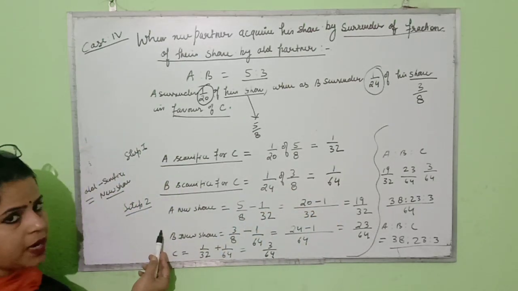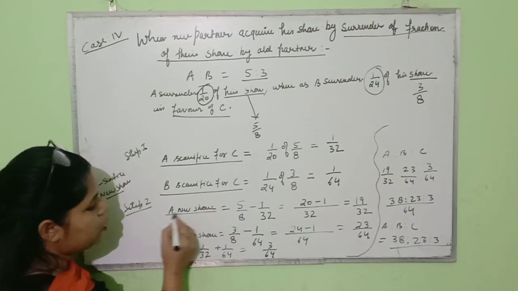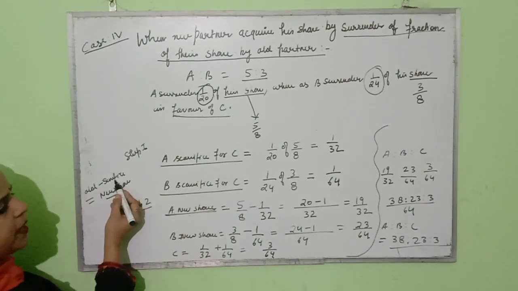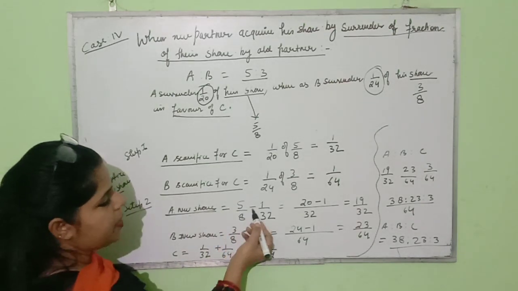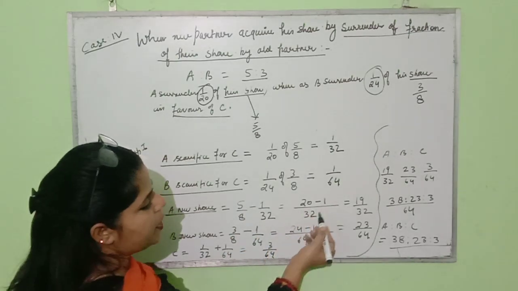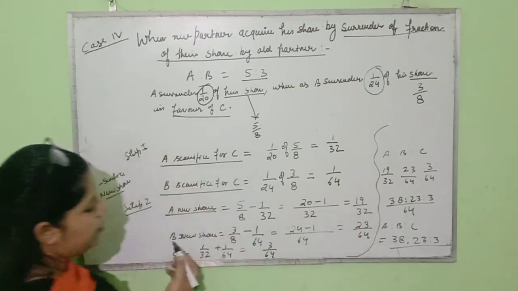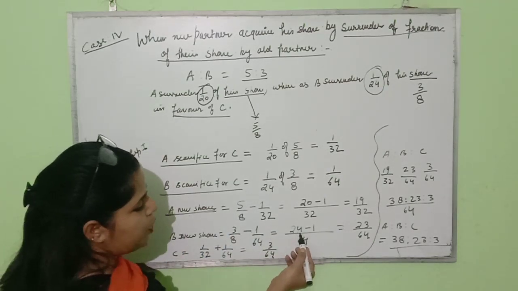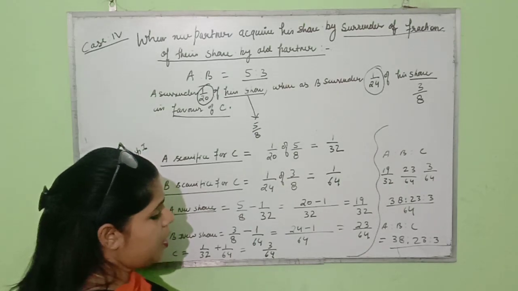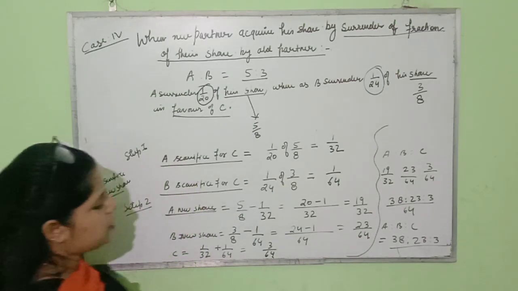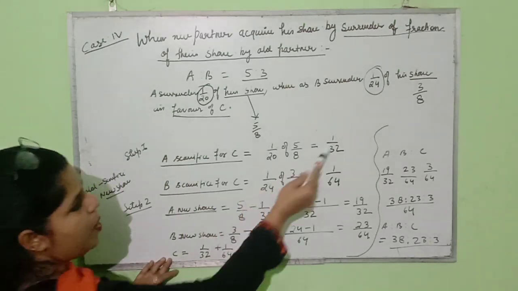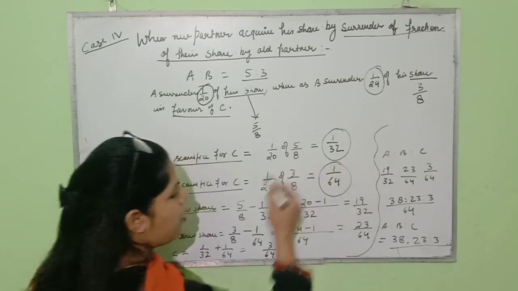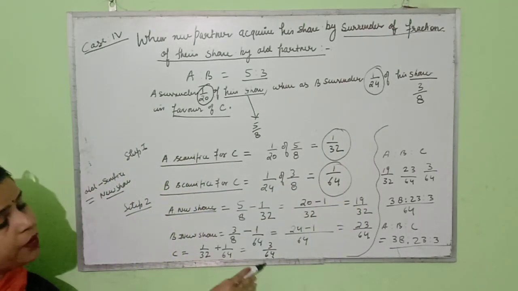Then in the second step I calculated the new share of the partners. So A's new share, क्या किया मैंने? यही फॉर्मूला को मैंने निकाला, ओल्ड में से सैक्रिफाइस माइनस कर दो. So 5/8 minus 1/32 equals 20 minus 1 over 32, that is 19/32. फिर मैंने B का शेयर निकाला, 3/8 minus 1/64 equals 24 minus 1 over 64, it comes 23/64. C का शेयर निकाला, 1/32 C is getting from A and 1/64 getting from B. दोनों को ऐड कर देंगे, will get 3/64.